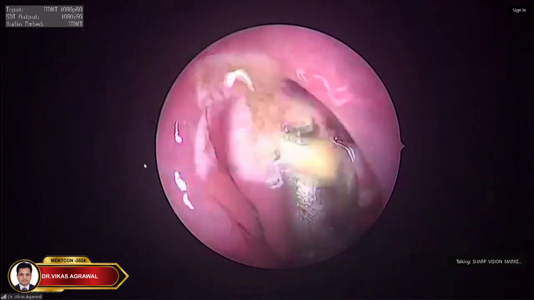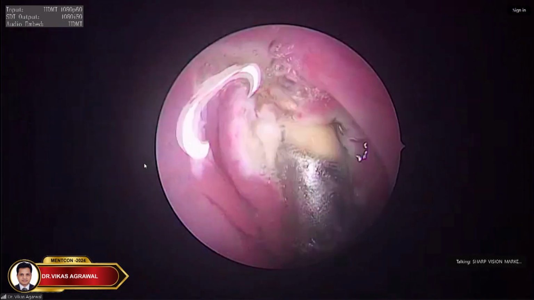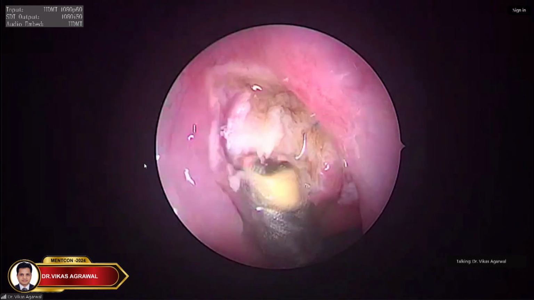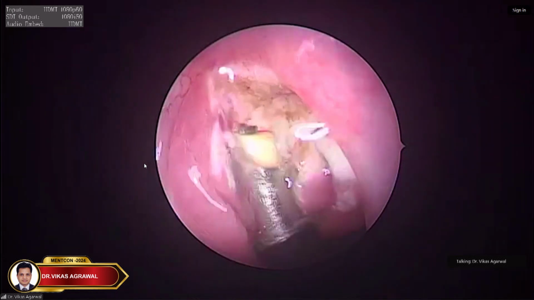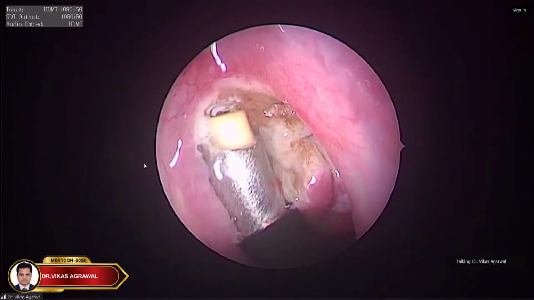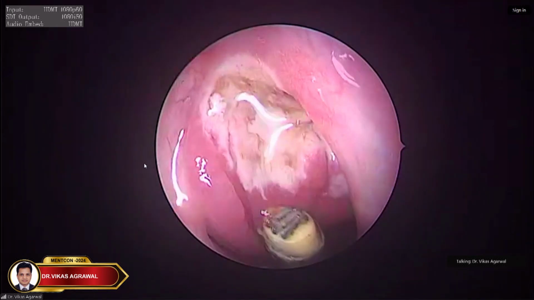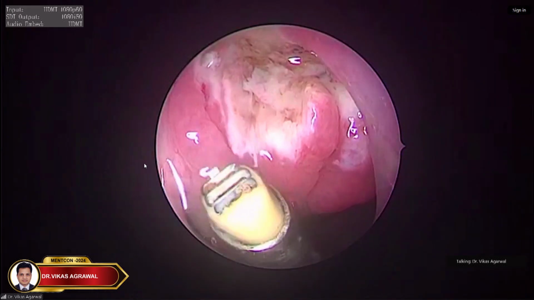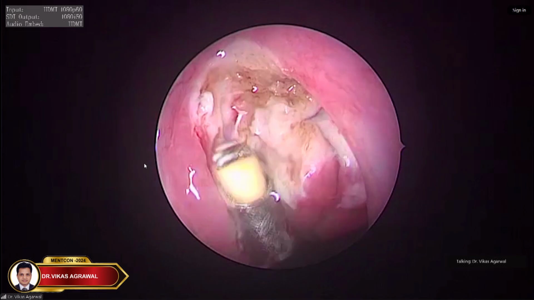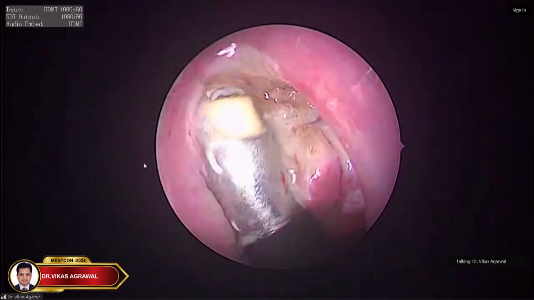Do you always use a 4 mm scope or do you use a pediatric one sometimes? So this is a 4 mm because it's a 6-year-old child. In a very small child, I use a 2.7. But most of the kids from 3 years onwards, you can use a 4 mm scope. Now this is the eustachian tube. This is the torus tubarius. So I am starting with the superior pole.